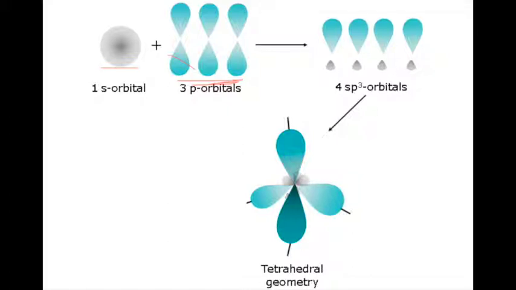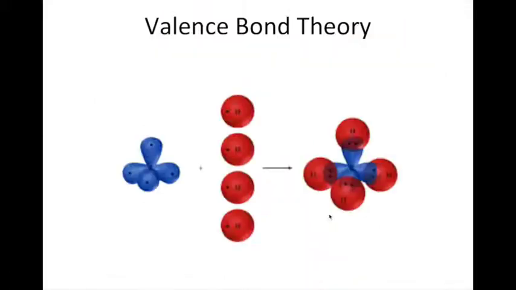And these 4 hybrid orbitals would form a tetrahedral geometry. So all 4 of these would be tetrahedral to one another. So now we have our 4 hybrid orbitals represented here in blue. Each hybrid orbital has an unpaired electron. And now our hydrogens, which all have unpaired electrons, each of our hydrogens can form a covalent bond by overlapping with one of our sp3 hybrid orbitals.